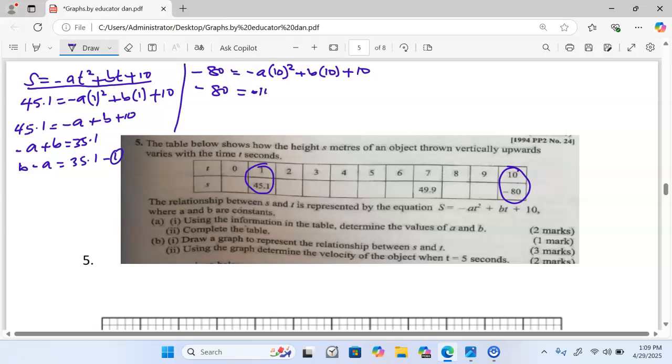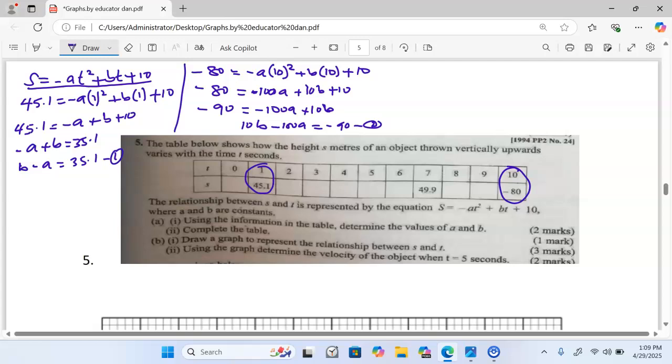negative 100a, then plus 10b plus 10, that means positive 10 crosses over and becomes a minus, so we are going to have negative 90, which is negative 80 minus 10, being equal to negative 100a plus 10b. Therefore, we can say if we reorganize these two, we are going to have 10b minus 100a being equal to negative 90 as our second equation.